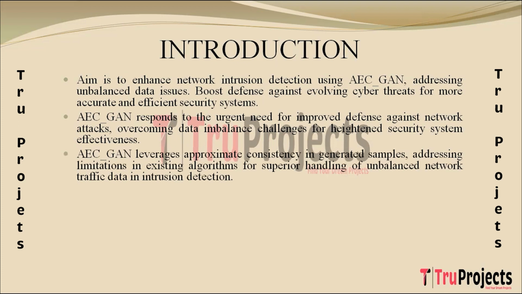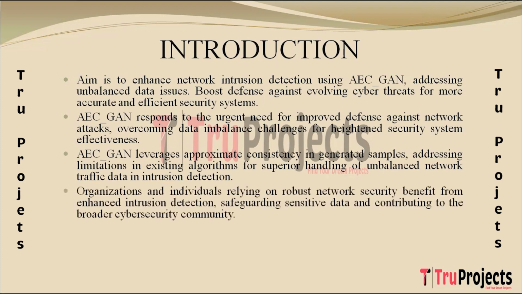ACGAN leverages the approximate consistency of generated samples with input data distribution while introducing a random distribution within a bounded interval. This innovative approach aims to overcome the limitations of existing classification algorithms, particularly in handling unbalanced network traffic data. The primary beneficiaries of this project are organizations and individuals relying on robust network security measures.